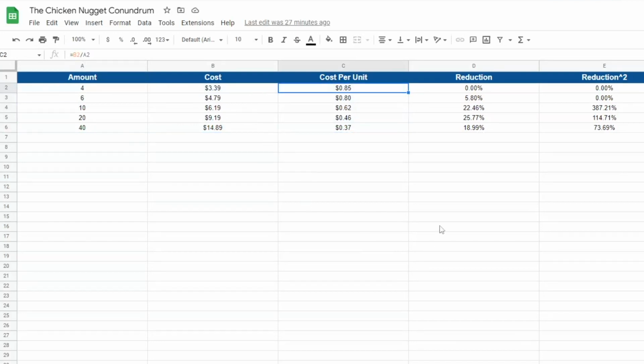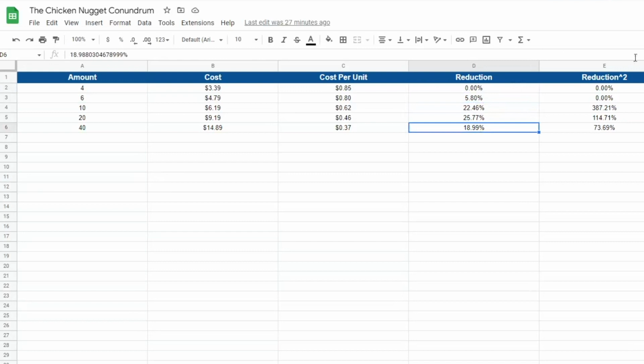Legally, my videos have to be educational, so these reductions are here, and they are as follows. The first reduction is the percentage discount as you buy more nuggets. Obviously you have 0% at the beginning, and then it increases as you go up, so you buy more and more nuggets.